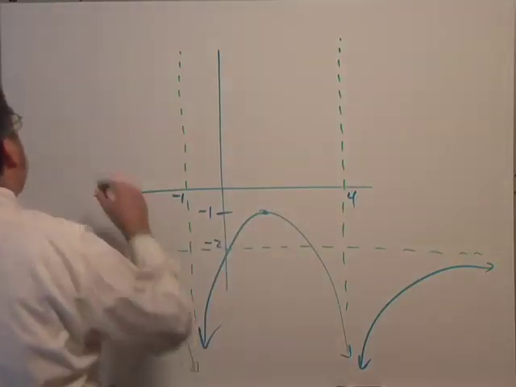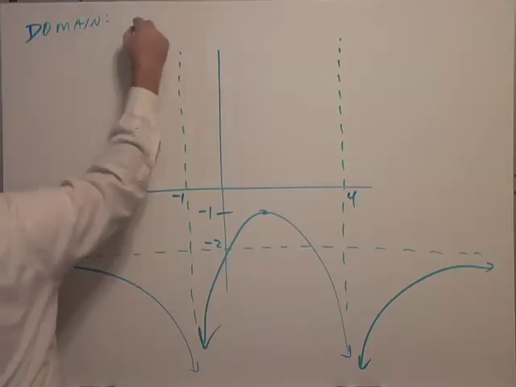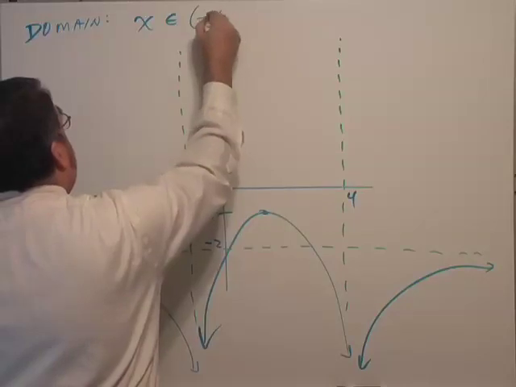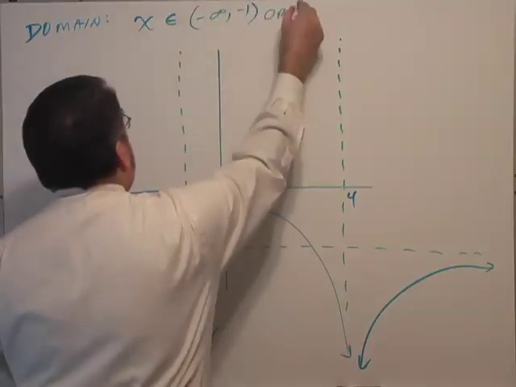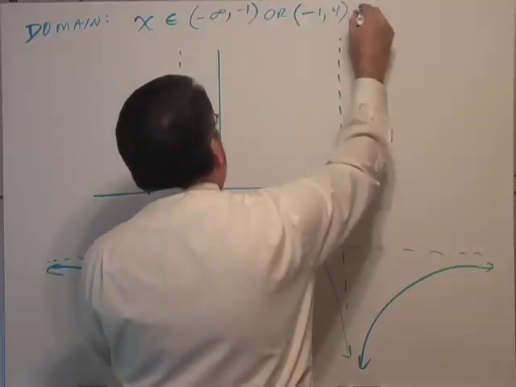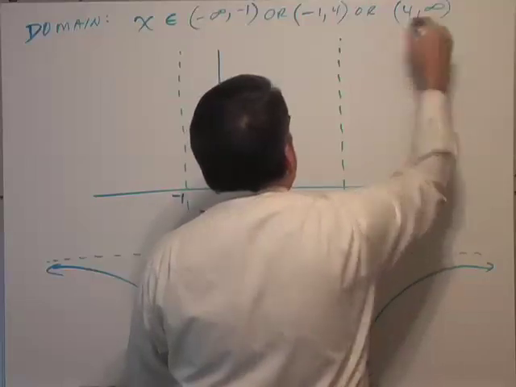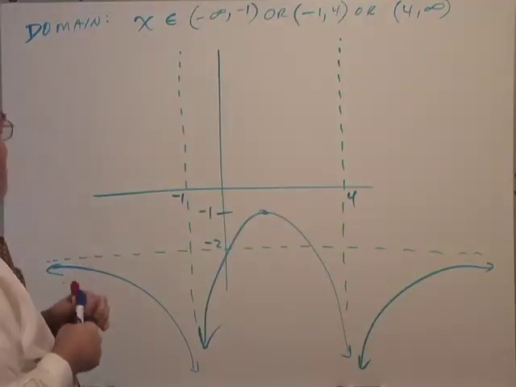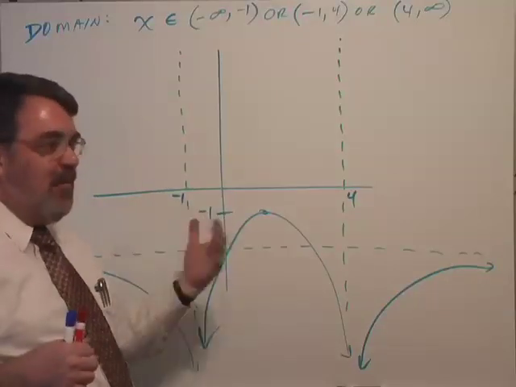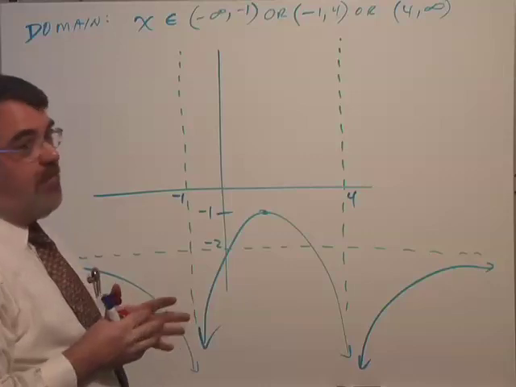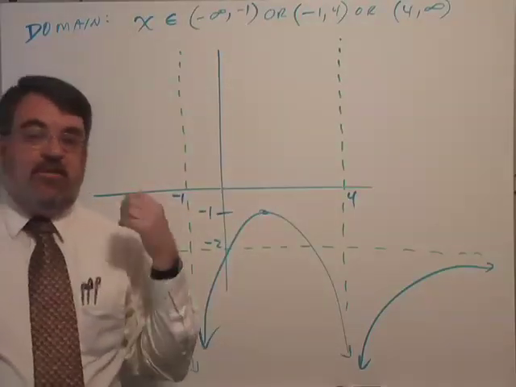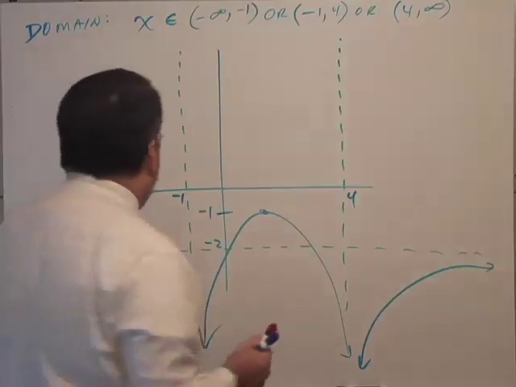So let's do it this way. The domain would be all the x's in this left-hand interval from -infinity to -1, parentheses, or, don't forget the word or, it stretches between -1 and 4, so from -1 to 4, or from 4 to infinity. So there are 3 intervals there, this part, that part, and that part, and they're connected with the or, logical conjunction. That's important in our interval notation. And there it is. That describes the domain. I use parentheses because they don't touch those points, -1 or 4. So domain is a bit complicated.